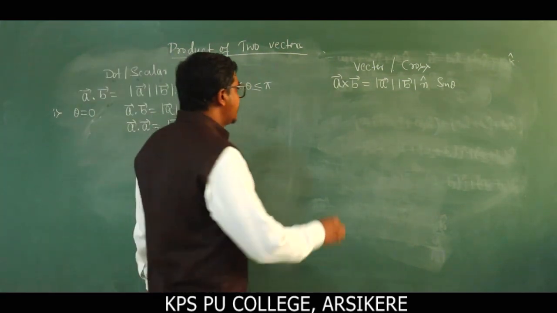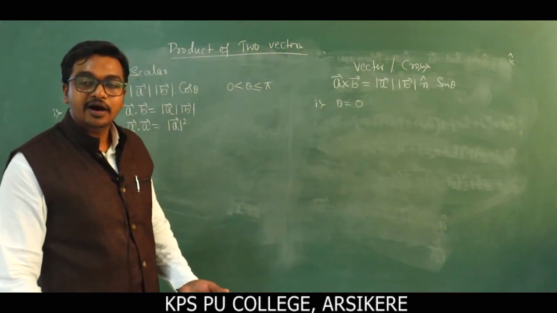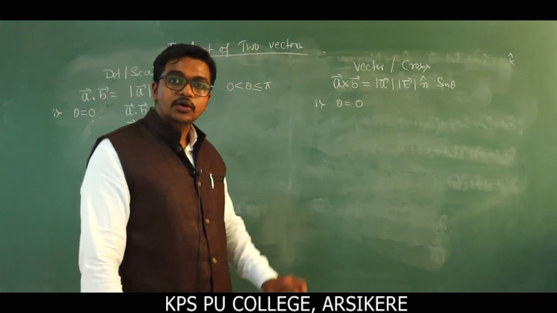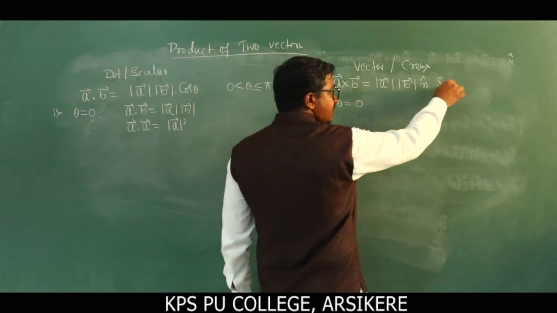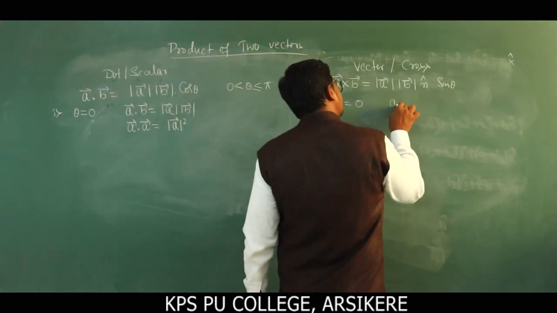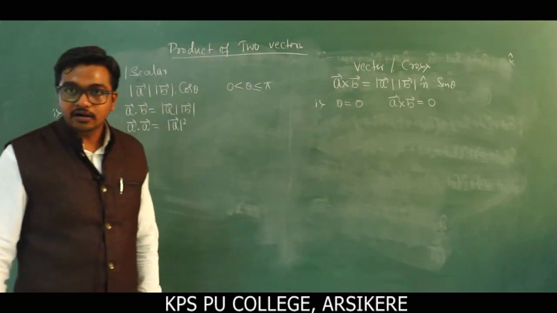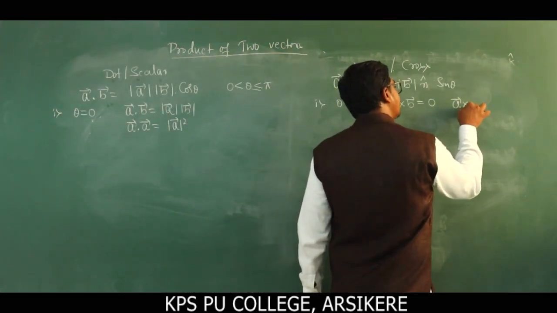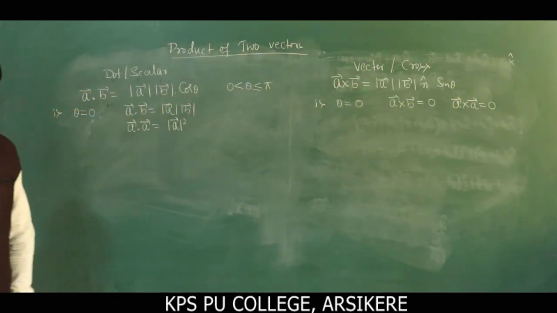So when theta is equal to 0, the vectors are parallel or they are collinear. In both the cases, when theta is equal to 0, either they are parallel or collinear. Substitute theta is equal to 0 here. Sin 0 becomes 0. 0 into anything is 0. So what will be left there? A cross B is equal to 0. When two vectors are collinear or they are parallel, A cross B becomes 0. In particular, A cross vector A is equal to 0. A cross A is equal to 0.